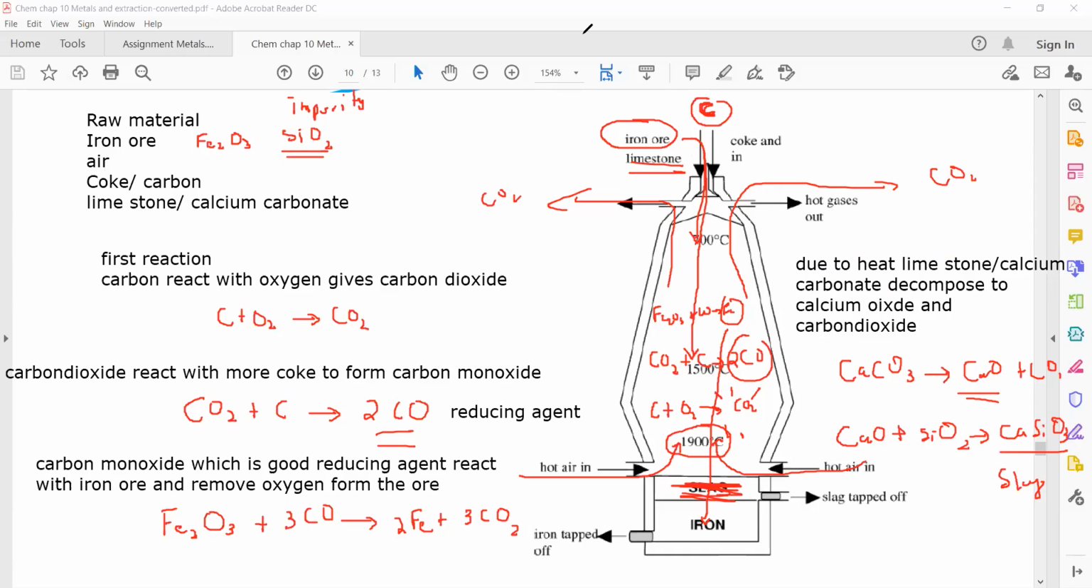Why do the slag and iron not mix with each other? Because they have a great difference in density. So these two are immiscible substances. That's why they do not mix with each other. Is it clear? The extraction of the iron. So basically, what happened? Say this is a blast furnace.